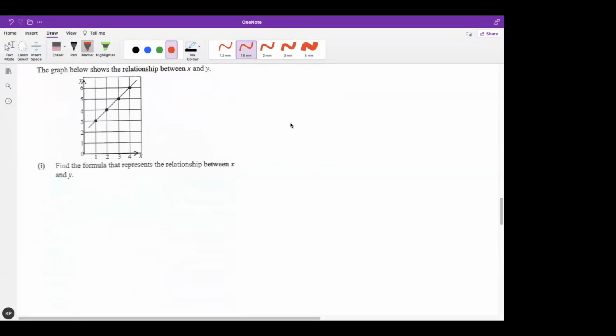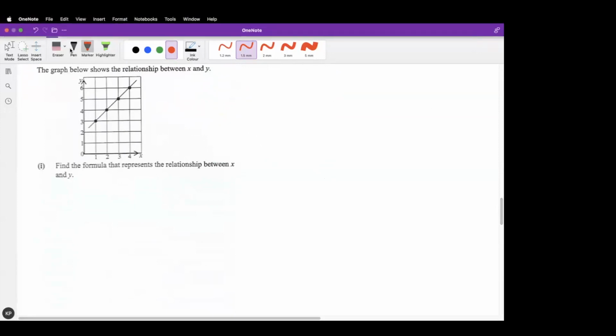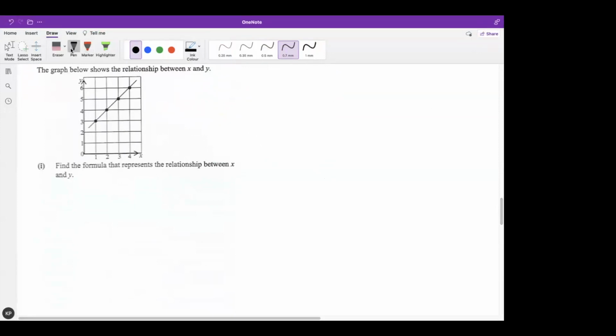Whew. The graph below shows the relationship between X and Y. Find the formula. This time we have a graph and we're being asked to find the formula. What's the difference between the one before and this one? If we don't cooperate, we won't have a brain break at all.